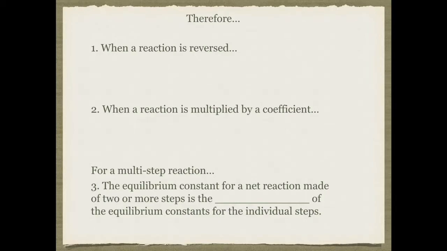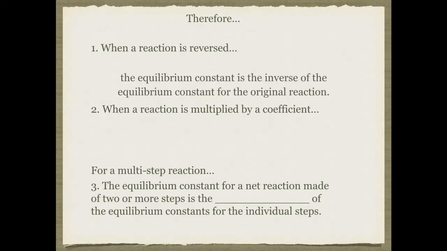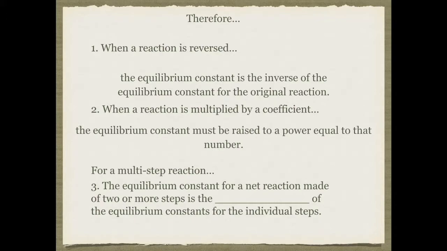In the examples that I just talked about, we looked at 3 different ways of manipulating your equilibrium constant. The first one was when a reaction is reversed. If you reverse a reaction, your equilibrium constant is just going to be the inverse of the equilibrium constant of the original reaction, just 1 over that original value. If your reaction is multiplied by a coefficient, then the equilibrium constant is just going to be raised to a power equal to that number. So in the example, I multiplied my reaction by 2, therefore I needed to raise my equilibrium constant to the power of 2.